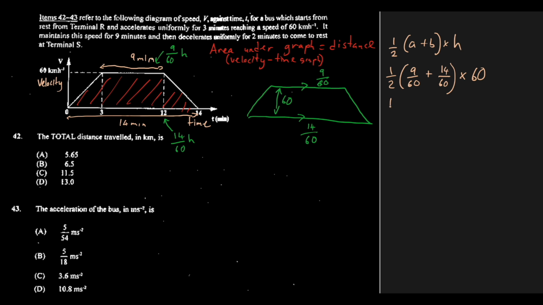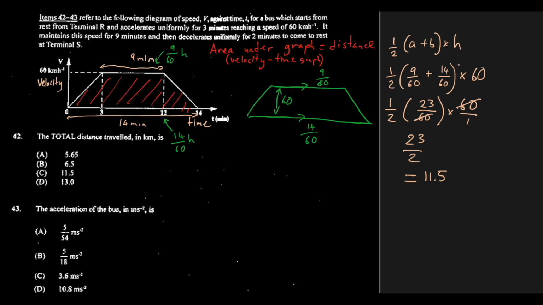So if I simplify this, I would have half, since they have the same denominator, 9 plus 14 is 23 over 60 multiplied by 60. So I could just put 60 over 1. These could cancel, and I would be left with 23 over 2. If you want, you could put this in your calculator one time. You will get the answer. So 23 divided by 2 would give us 11.5.